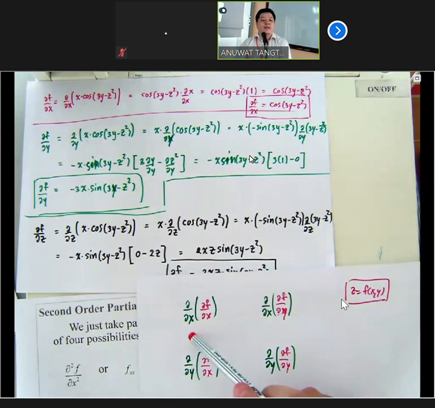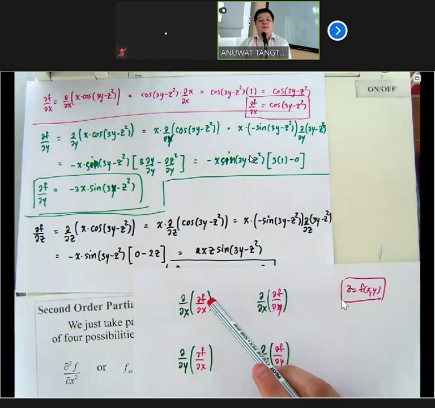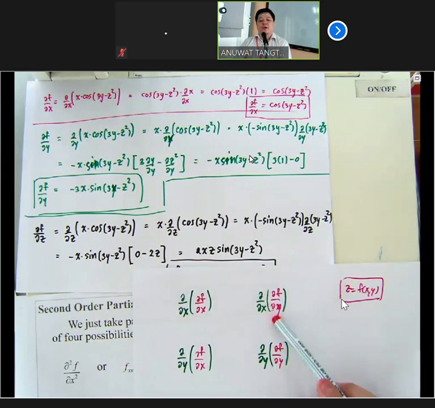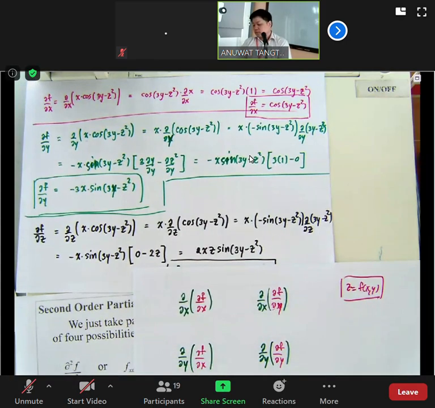Okay, so I hope you understand the meaning of this. We differentiate with respect to x first and differentiate with respect to x the second time. For this one, we differentiate with respect to y first and then apply the derivative with respect to x to it. This one, we find the partial derivative with respect to x first and the partial derivative with respect to y later. There are 4 forms of partial derivative.